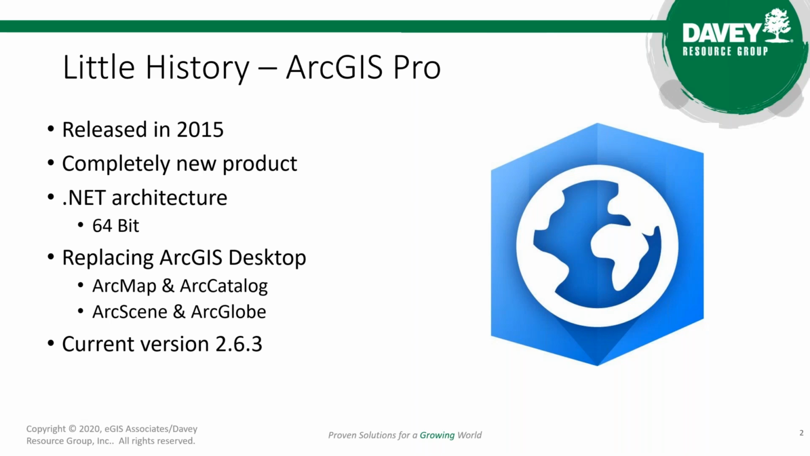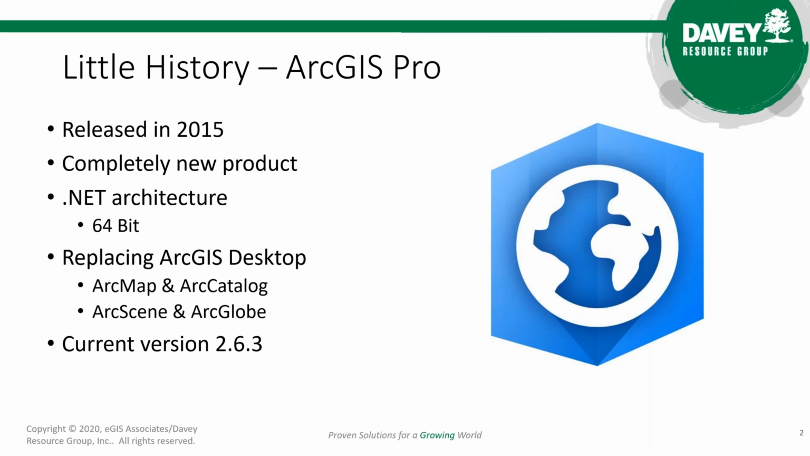Well, what you have to understand is that ArcPro is not just a facelift for ArcMap. It is a completely new product. They started from scratch with a whole new architecture to build ArcPro. ArcPro is built on a .NET architecture, whereas ArcMap, ArcCatalog, ArcScene, ArcGlobe are built on a COM architecture. Now, when ArcGIS Desktop first came out, that was 1999, and the COM architecture was the top of the line stuff.